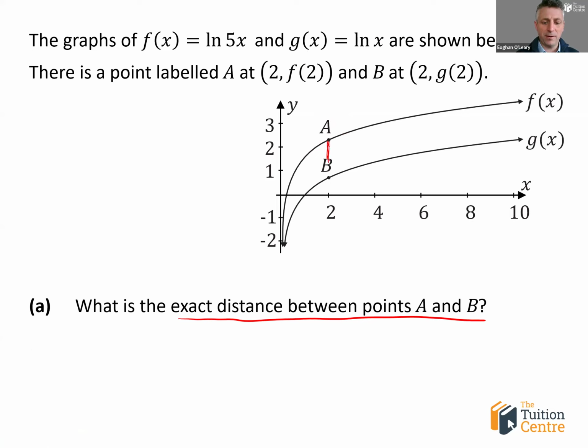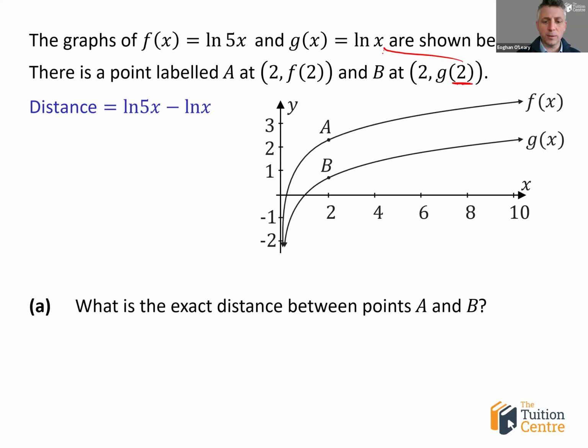So how far is it from A to B? And it's a vertical distance. We can see that. So what you do, you just start off and say, okay, if I put 2 into the function g, g of 2 is just going to be ln of 2. f of 2 is just going to be ln of 10.